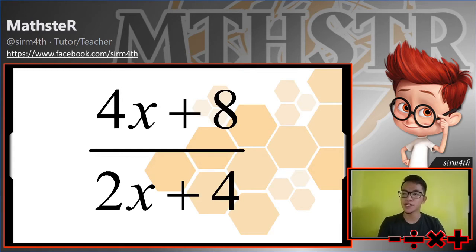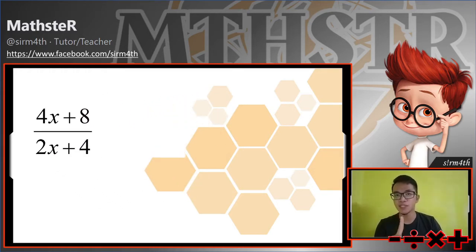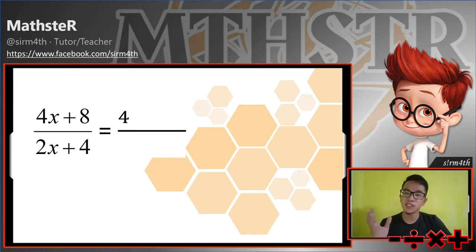So I have here 4x plus 8 all over 2x plus 4. Again, our first step is to get the factor of our numerator. So we need to get its common monomial factor, wherein I have here 4 as their common monomial factor. Since our first term, 4x, can be divided by 4, and our second term, 8, can be divided by 4 also. Let us divide 4x by 4.